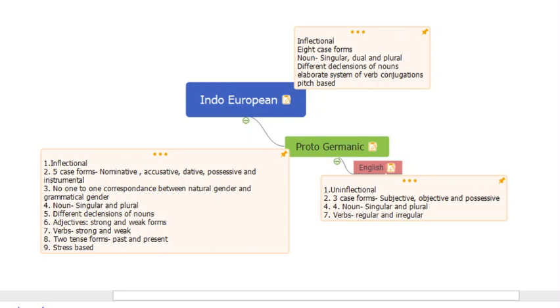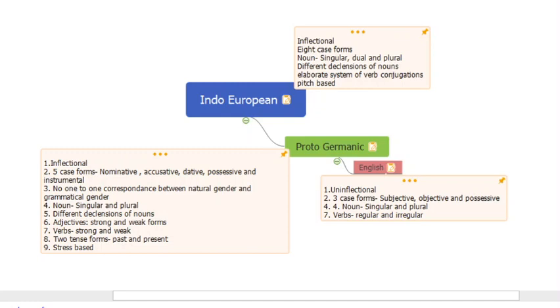However, we see that English, which is a branch of the Proto-Germanic, is an uninflected language because we know for sure that the word order is important in the English language. So that's the first characteristic. Proto-Germanic is inflected like the parent Indo-European. However, English is uninflectional.